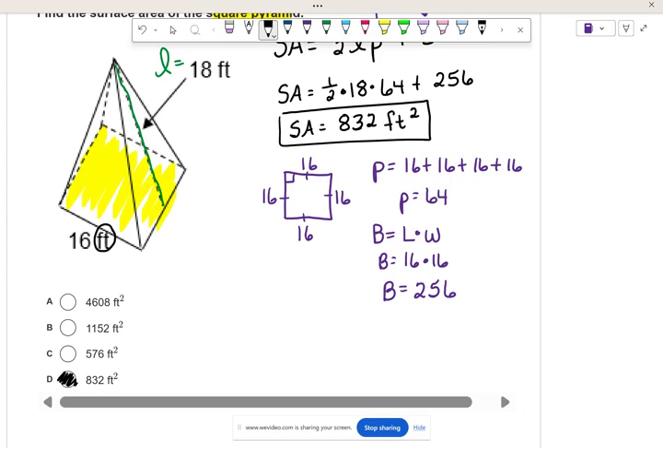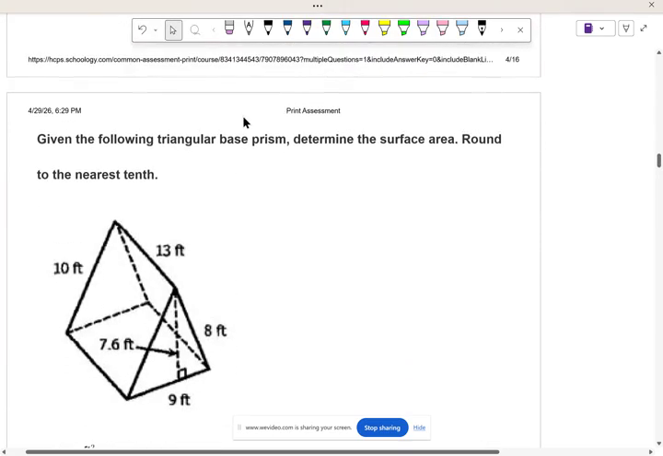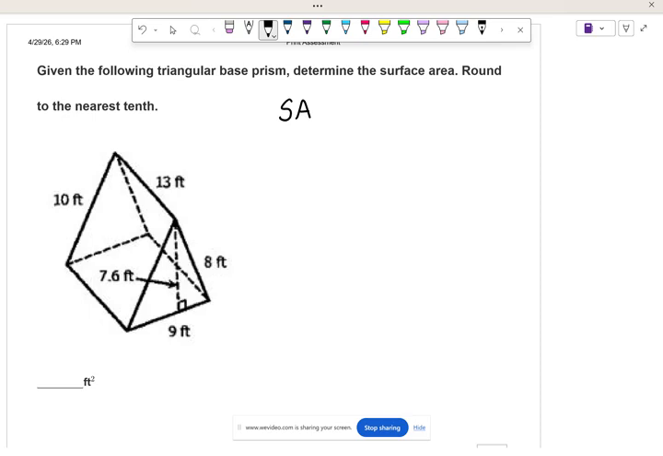All right, question number 5. Given the triangular base prism, determine the surface area, rounded to the nearest tenth. First, let's look up the surface area formula for a triangular prism. On your formula sheet at the bottom left, the surface area is equal to HP plus 2 big B.